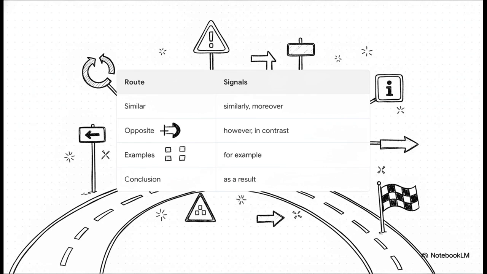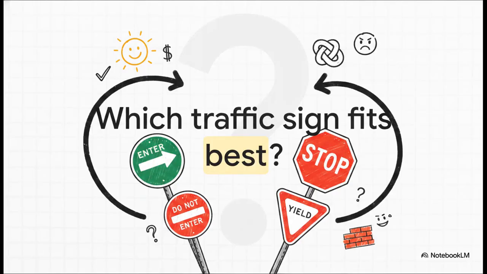If you're taking a similar route, you use signs like similarly, moreover, or furthermore. Taking an opposite route, signal it clearly with on the other hand or however. Giving examples, hold up a for instance sign. Guiding them to the end, use as a result. These words prevent major mental pile-ups by showing the exact relationship between your sentences before the reader even finishes the thought.